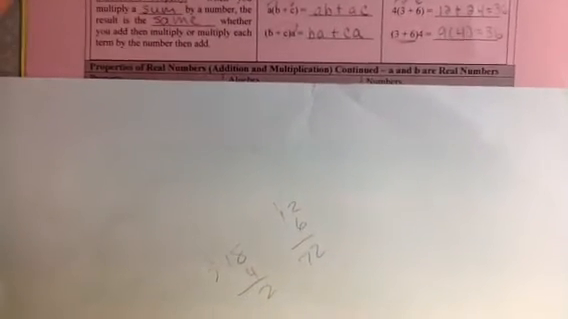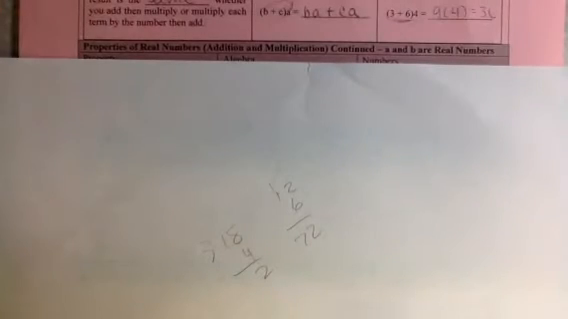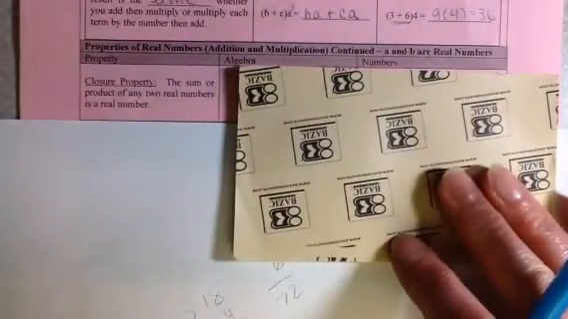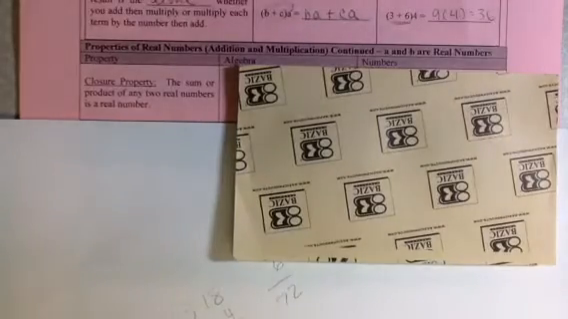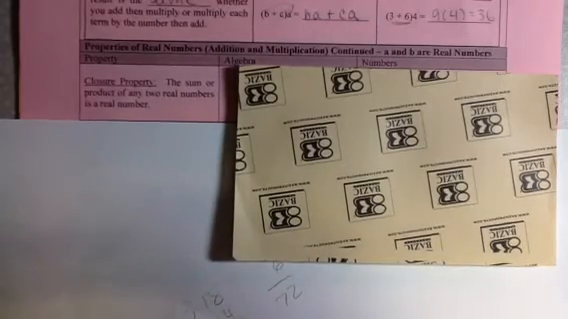These are properties of real numbers, addition and multiplication that are continued, again just for A and B real numbers. And we'll look at the property first. And the first property is the closure property. Now this one may seem like common sense, and you may think, well, why do you even need to use it? The reason, again, is because we will be getting into complex numbers later in the year, and not all of the complex numbers, when you do operations on them, remain in the complex number system.